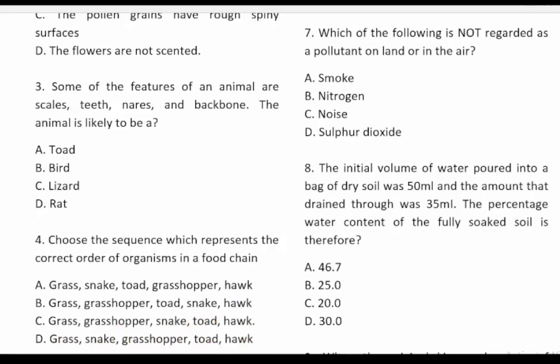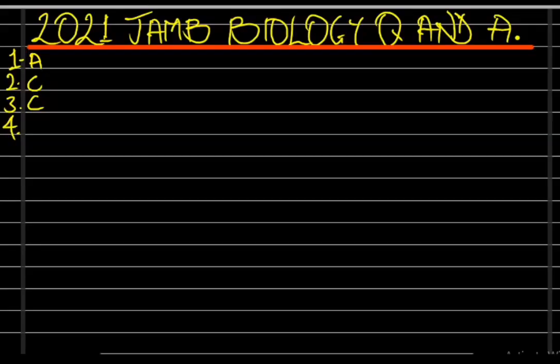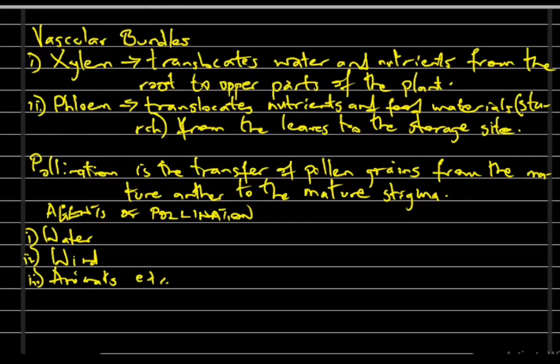Now, whenever we talk about food chain, we understand that food chain is usually talking about a linear feeding relationship. Food chain is a linear feeding relationship.